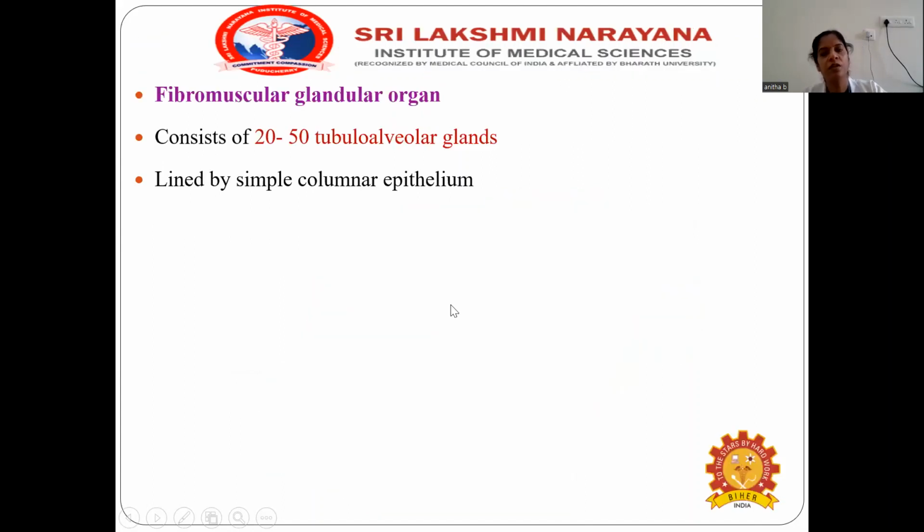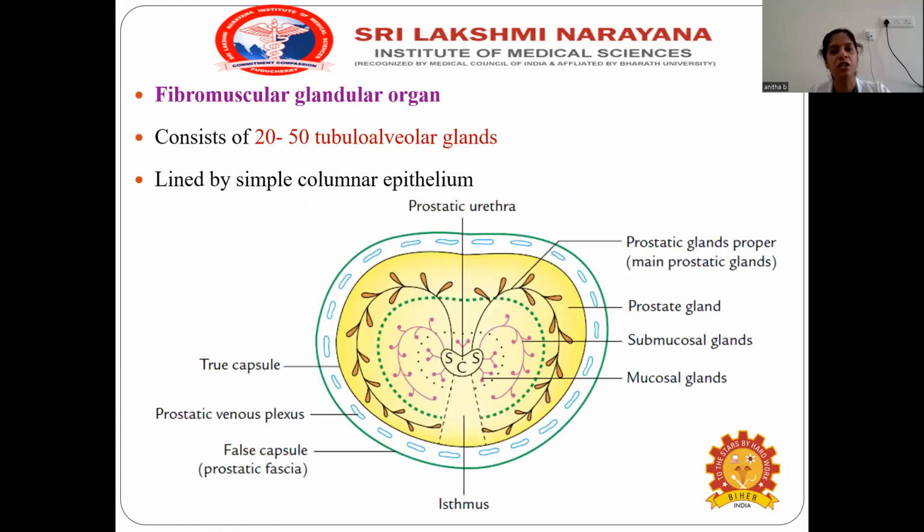So what are the histological features of the prostate gland? This line you have to know: it is a fibromusculoglandular organ. Fibromusculoglandular organ, because it is made up of fibrous tissue, muscular tissue, and also glandular tissue. So these three things combine and form the prostate gland.